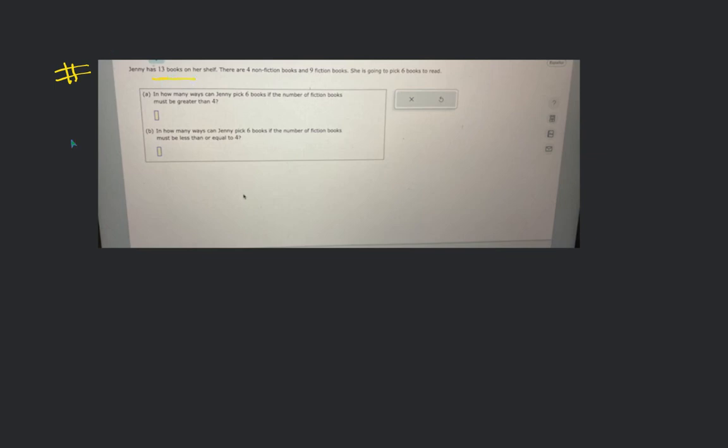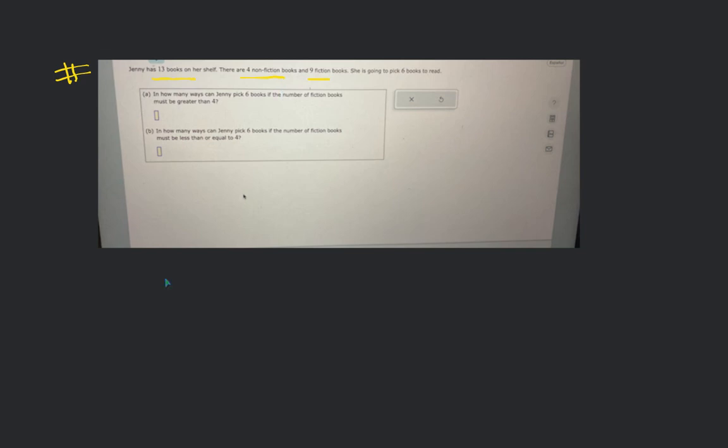Okay, thanks. So we have Jenny has 13 books on her shelf. Four are non-fiction books and nine are fiction books. She is going to take six books to read. So it's a very similar question. In how many ways can Jenny pick six books if the number of fiction books must be greater than four?